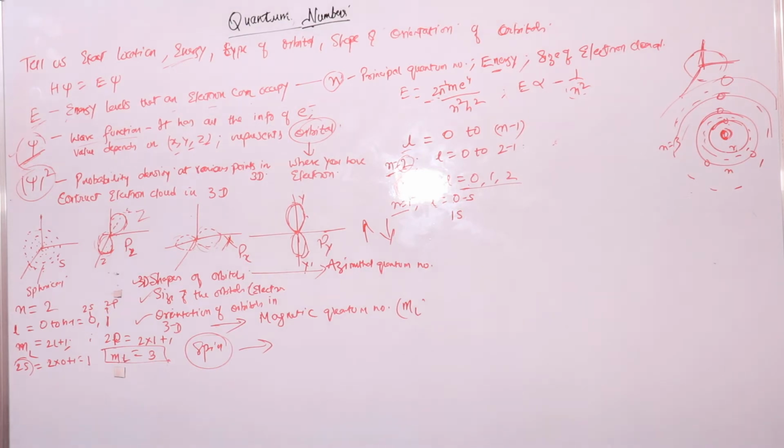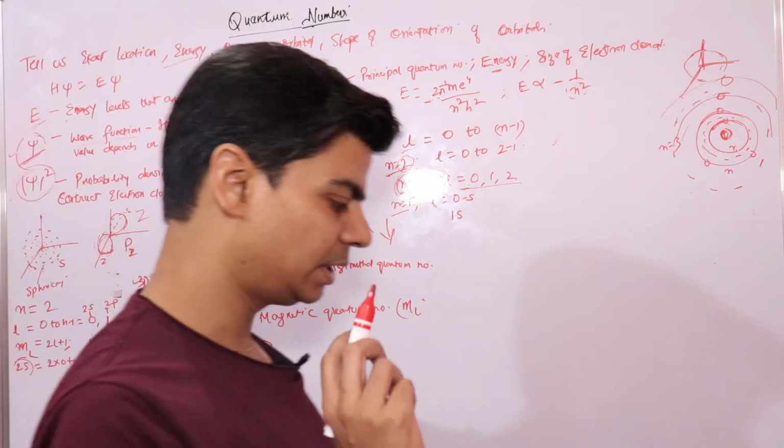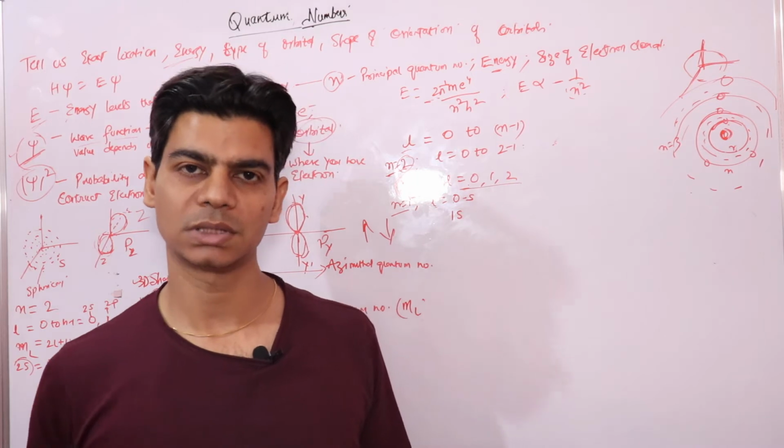So the spin quantum number was discovered by George Uhlenbeck and Samuel Goudsmit, right? They proposed the presence of this fourth quantum number, which is your spin quantum number, which says, like I said, that an electron spins around its axis, like various planets that are revolving around the sun.